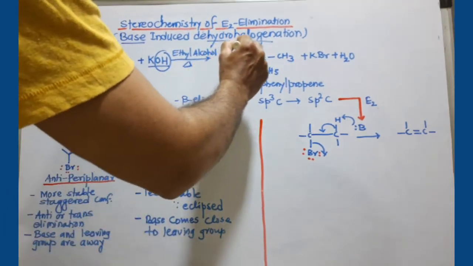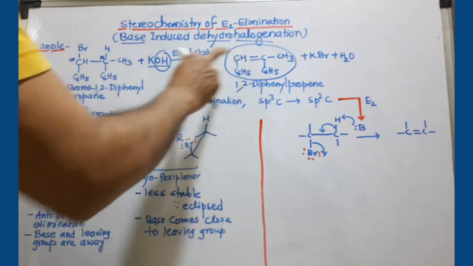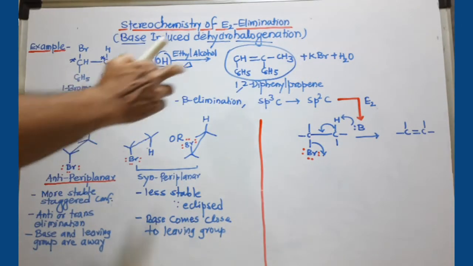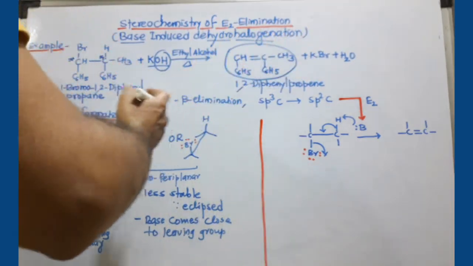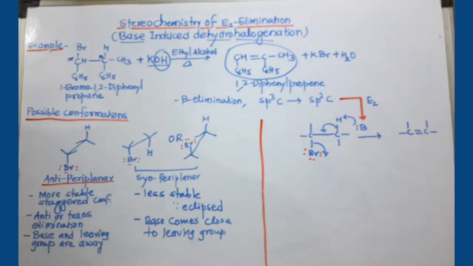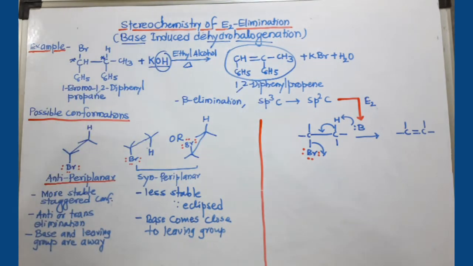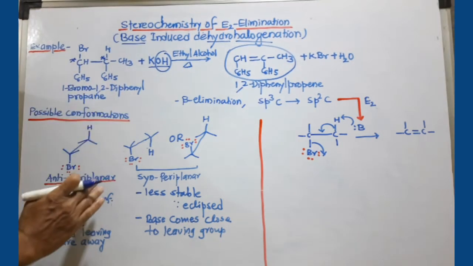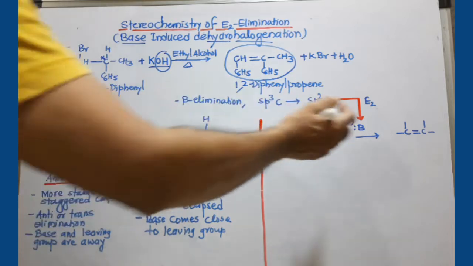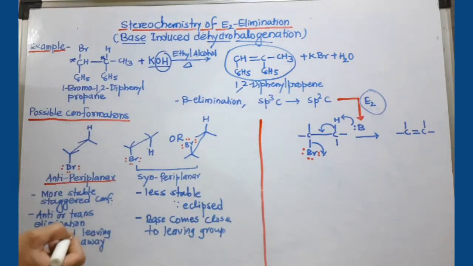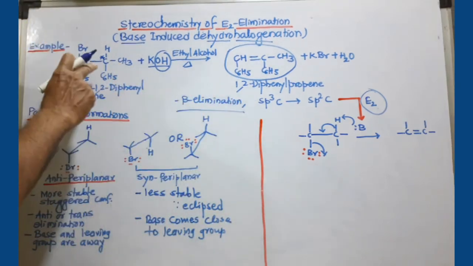So we are interested in the stereochemistry of this product, of this alkene, whether this is cis or whether this is trans. That we are going to decide at the end of this video. Now see, before we start its stereochemistry, I'll brush up a little on this E2 or elimination bimolecular reaction. So this is called beta elimination.